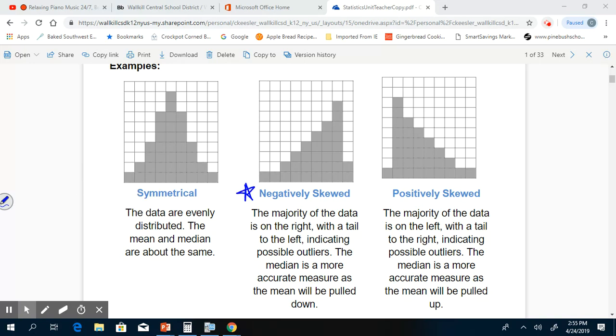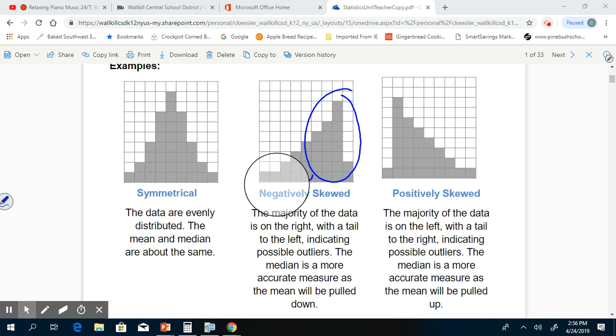Negatively skewed looks like this, and the majority of the data is on the right, on this side, but it has a tail to the left, which indicates possible outliers, and the median is a more accurate measure as the mean will be pulled down. So these lower numbers down here are going to pull down the average, making the median a better representation of the data.